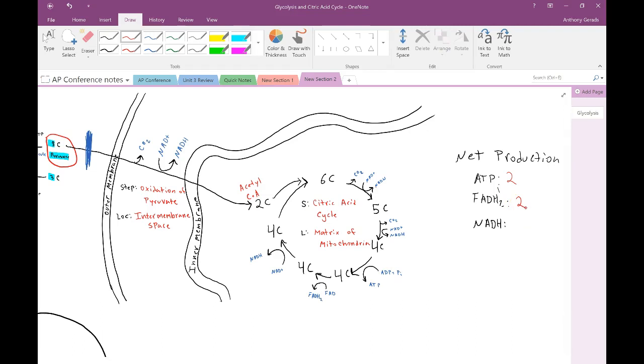So let's say, okay, I'm going to do this so you can see these easier. I'll say ATP is yellow. My ATP I made was right there. I'll say FADH2 is green. My FADH2 is right there. And let's say my NADH is that, whatever that is. Yeah. I made one there, one there, one there, and one there. My net production is 8. Why? What? Why would I multiply it by 2?